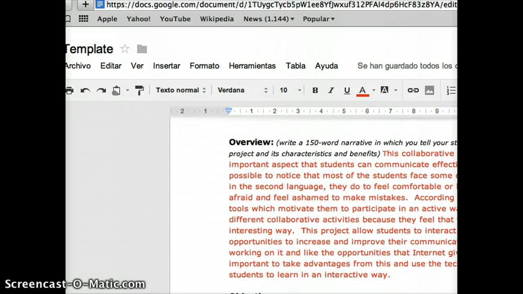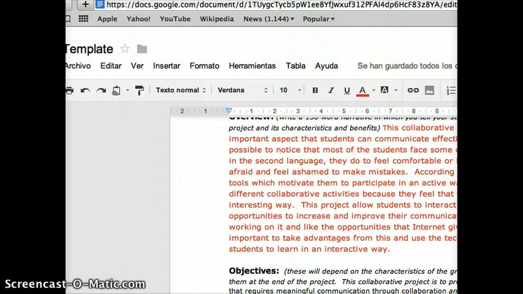Objectives. First, motivate learners to interact in the target language using the Virtual Language Resource Center as a scenario to share information as well as to ask for help.